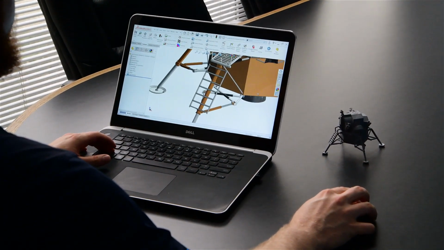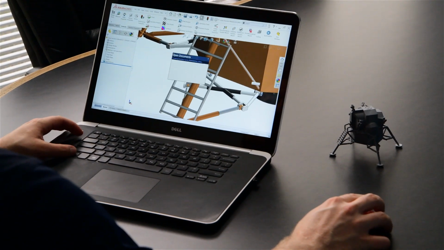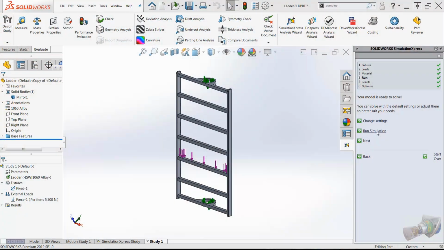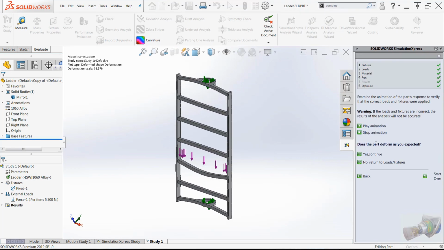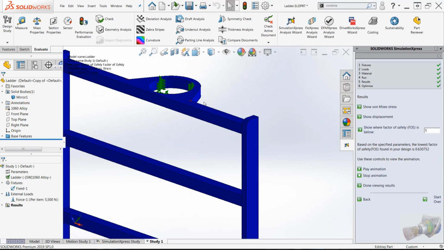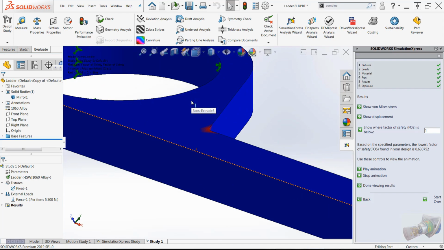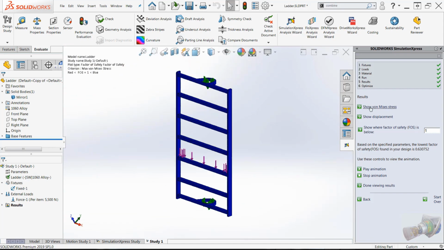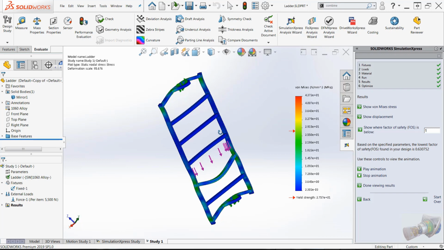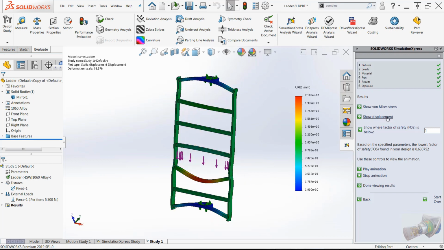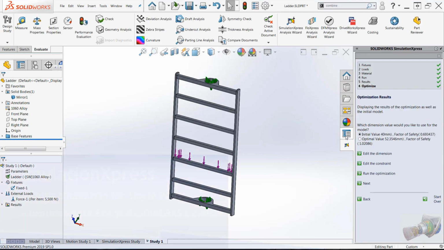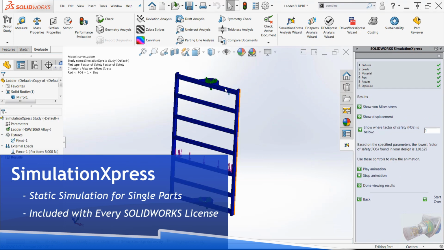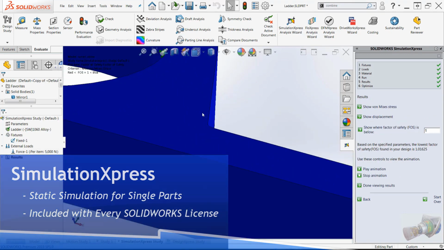We're working on the descent ladder for the Eagle Lunar Module, and we've been tasked with making the design as light as possible without sacrificing design strength. SimulationXpress serves as a first-pass analysis tool, allowing us to assess design strength and potential for failure due to static loads. It only works on individual parts, but it also includes some basic optimization tools to help us design smarter. And as far as price, well, who can argue with free? If you have a license of SolidWorks, no matter which level, you already have access to SimulationXpress.